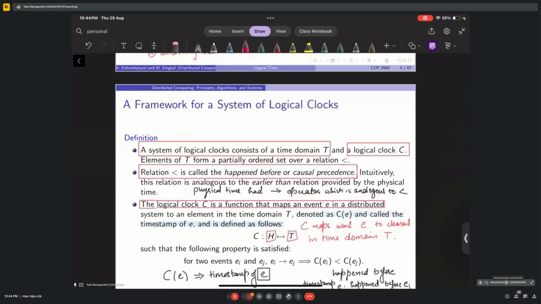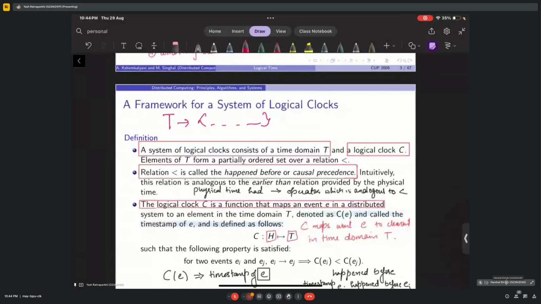Let's move further to understand the framework of a system of logical clocks. That means how a logical clock works in itself. Kindly understand this very clearly, because this is an important term. A system of logical clocks contains different things. First, it contains the T. This T is a time domain. I can say this is the set of all the timestamps that are provided.